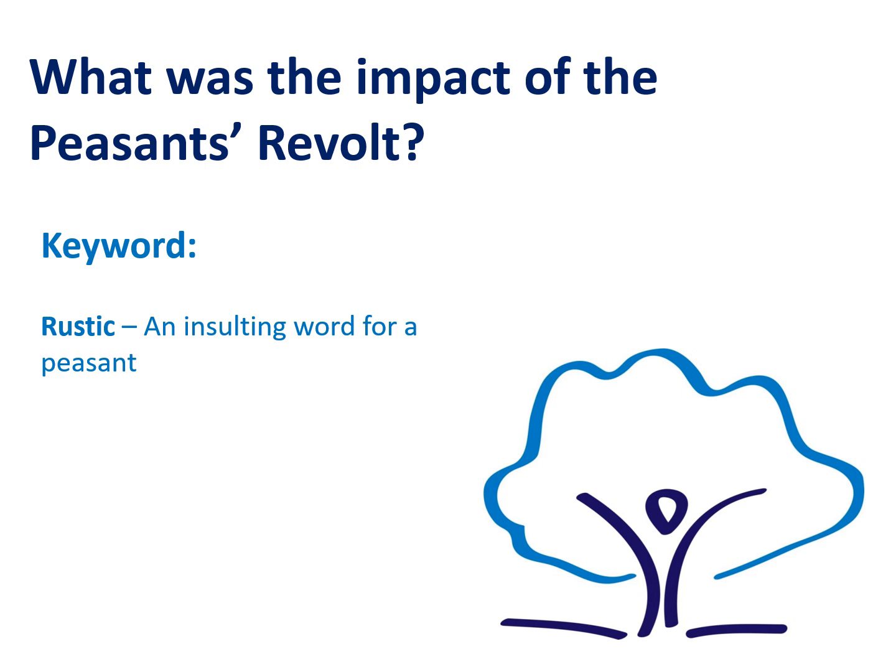About what was the impact of the Peasants' Revolt. So last lesson we looked at the causation of the Peasants' Revolt. We're now going to look at the consequences of it. The key word today is rustic. It's an insulting word you'd use for a peasant. People still use rustic today as quite an insulting term, but it's mainly aimed at peasants.